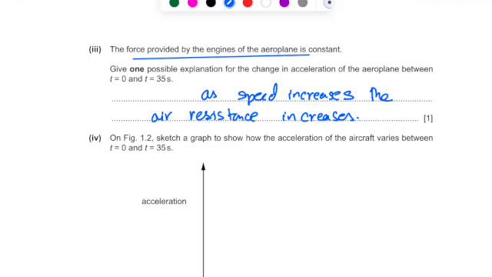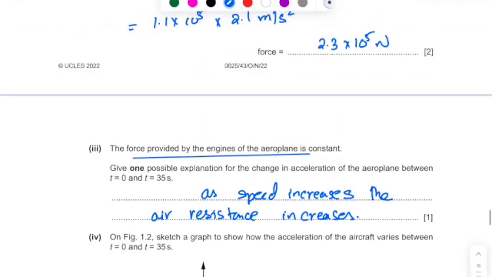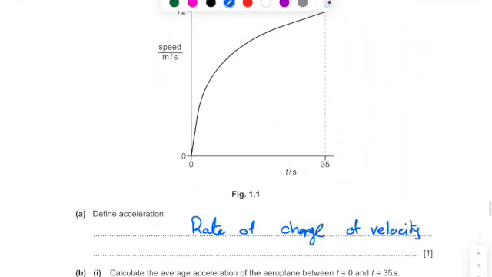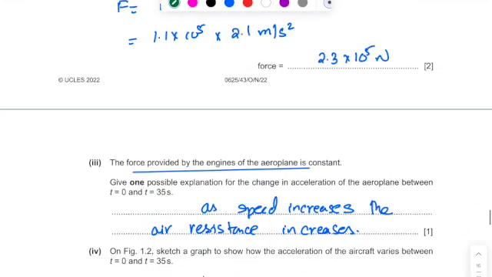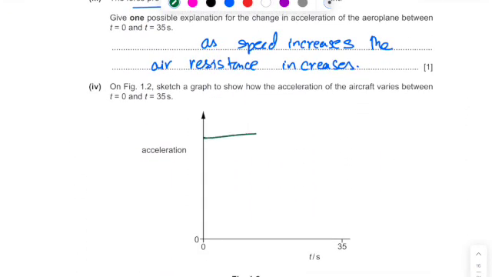Now, sketch the graph of how the acceleration of the aircraft varies between t0 and t35. So first of all, for this part, it is constant acceleration, a straight line. Then for the next part, it is decreasing acceleration. And again, it becomes a straight line, constant acceleration. So first part was constant acceleration, then it decreases, then again it becomes constant acceleration. So this is going to be the way of drawing the graph. So that completes question number 9.